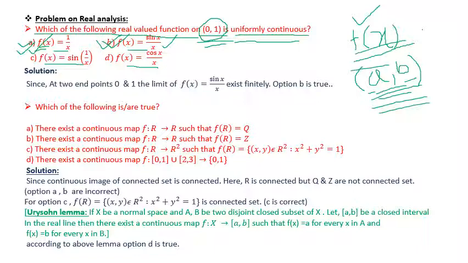So this is our correct option, and you may verify that for sin(1/x), the limit of this function as x tends to 0 does not exist. Similarly, for f(x) = cos x / x, taking the limit as x tends to 0, it is something divided by 0, so the limit does not exist. Cos 0 means 1/0, so the limit does not exist. So our correct answer will be option B.